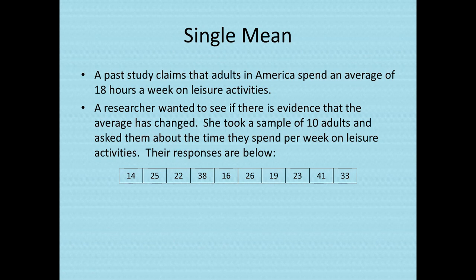The first thing we're going to need is the hypotheses. So look at the first sentence in the second bullet point. A researcher wanted to see if there's evidence that the average has changed. So changed does not specify a direction. We're going to need a two-sided alternative, a not equal to in the alternative hypothesis. Essentially, we're looking for evidence that mu is not equal to 18. So that's what our hypotheses should look like.